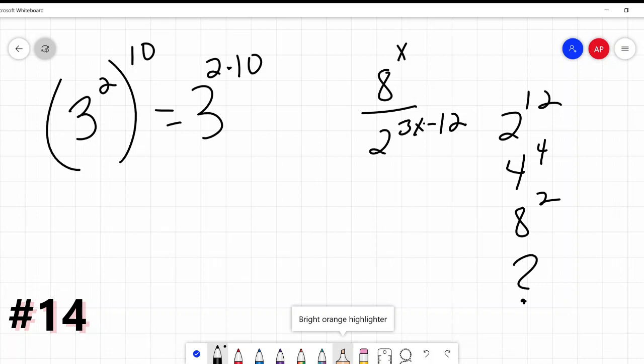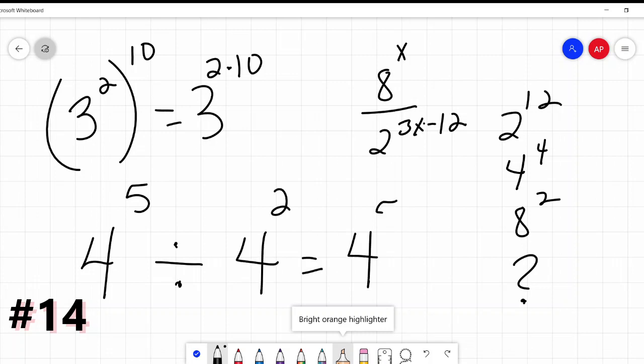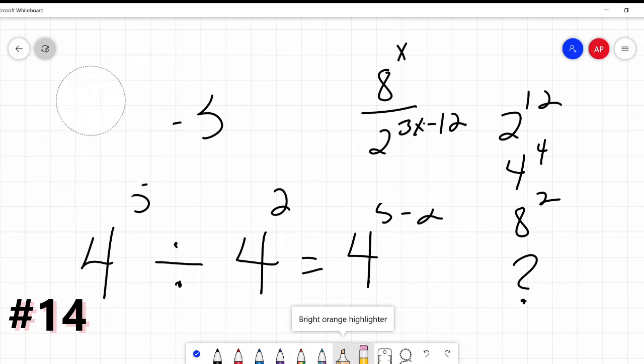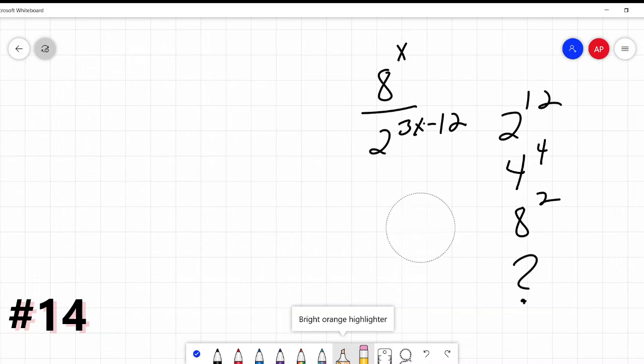That's rule number one about exponents, which you're going to need to know for this. You multiply the exponents when it's a power to a power. If you are dividing and you have the same base, like say 4 to the power of 5 divided by 4 to the power of 2, you subtract the exponents: 4 to the power of 5 minus 2, or 3. Those are the two facts about exponents that you need to know to be able to do this problem.